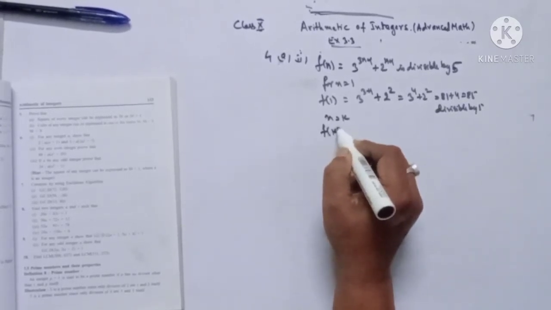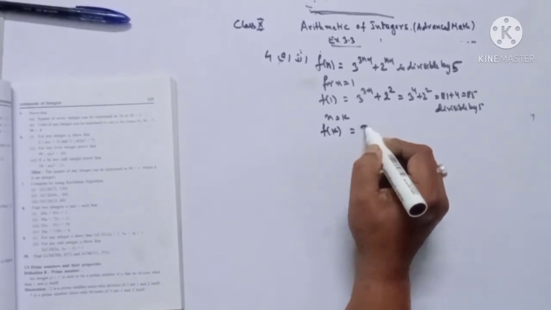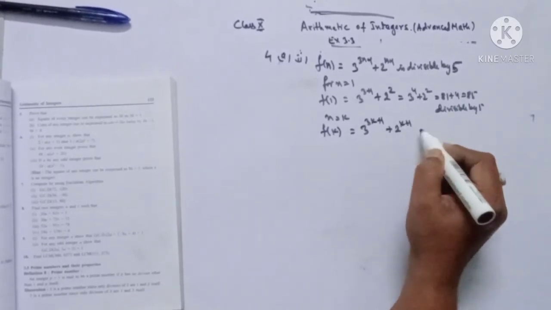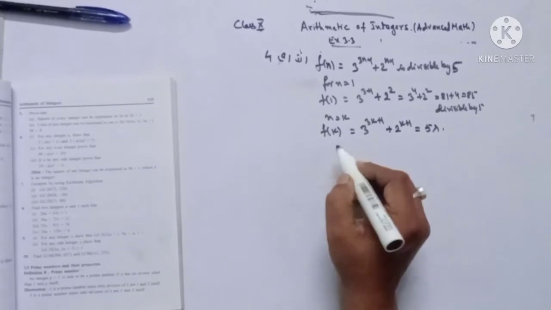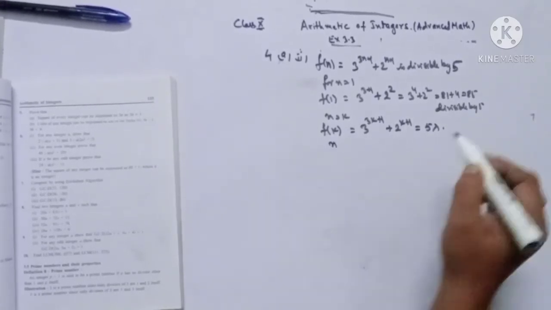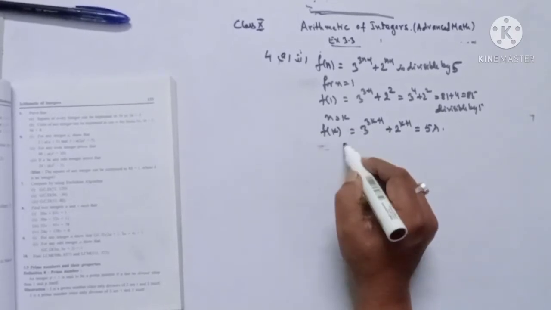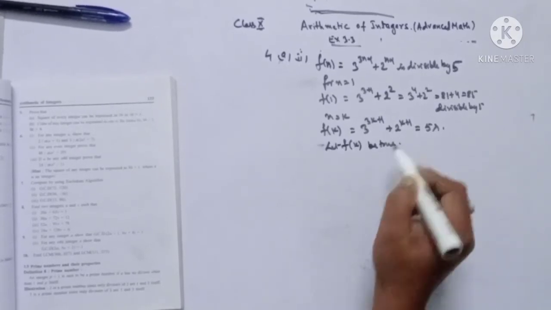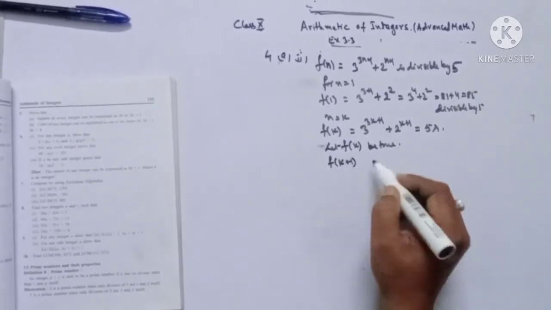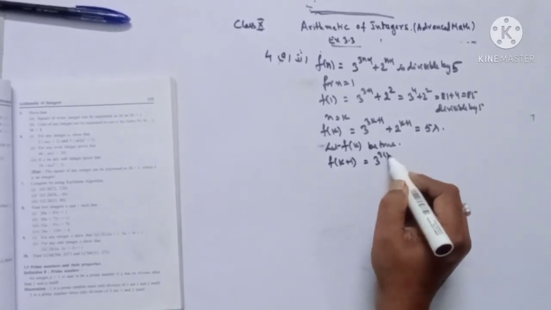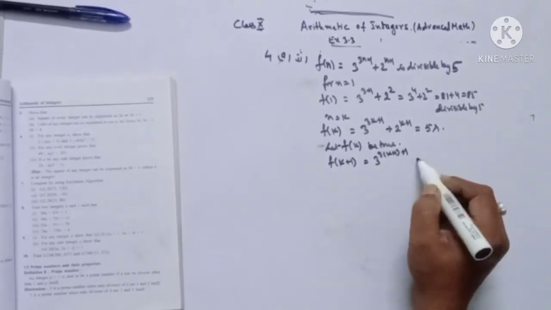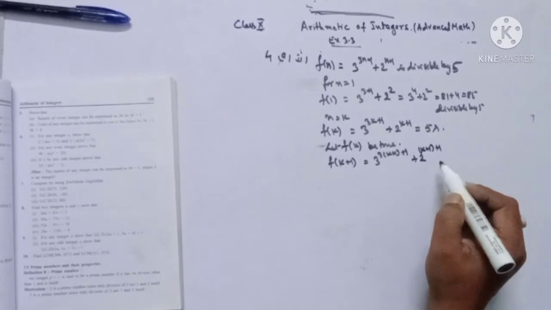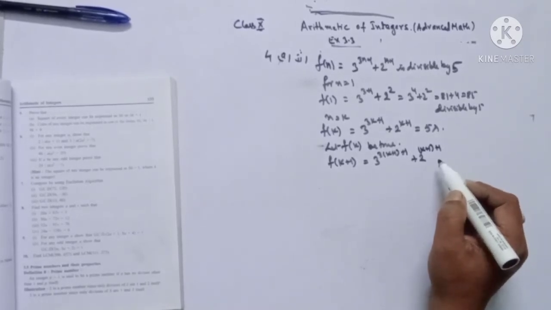Now for n equal to k, that is fk, it will be equal to 3 to the power of 3k plus 1 plus 2 to the power of k plus 1, and this is equal to 5 lambda. So let fk be true. Now to take fk plus 1: 3 to the power of 3(k plus 1) plus 1 plus 2 to the power of k plus 1, and then plus 1. We have to prove that this is divisible by 5.